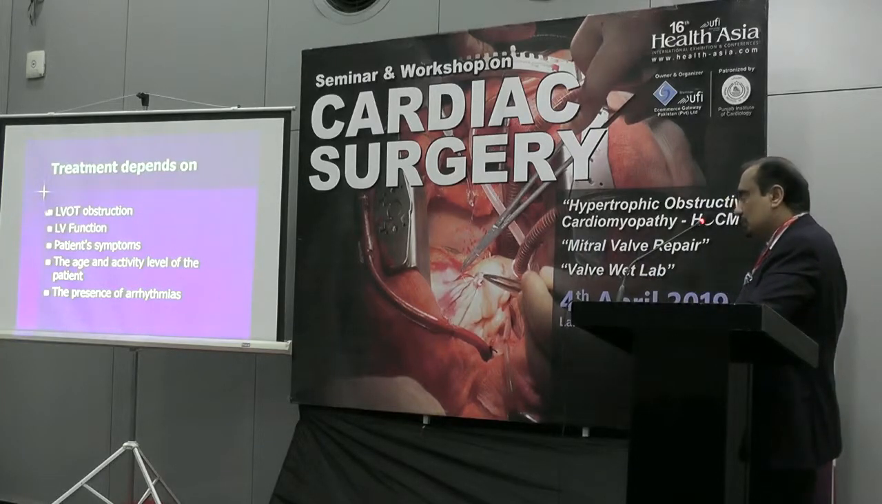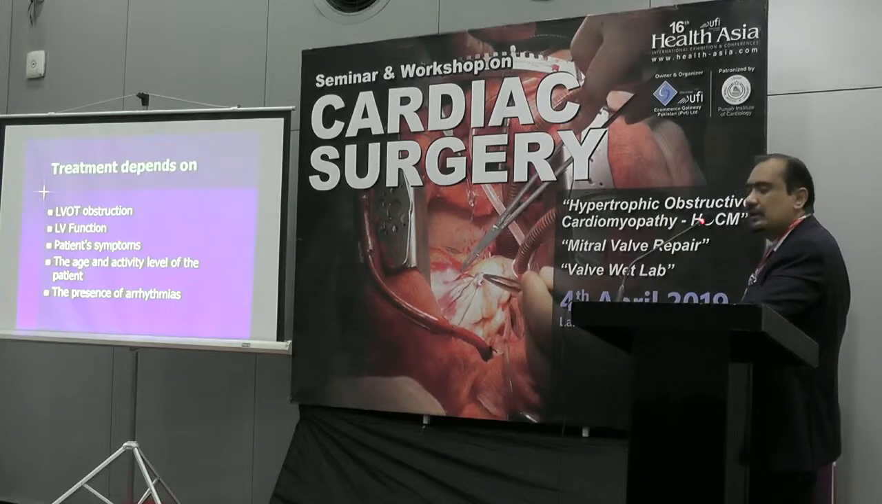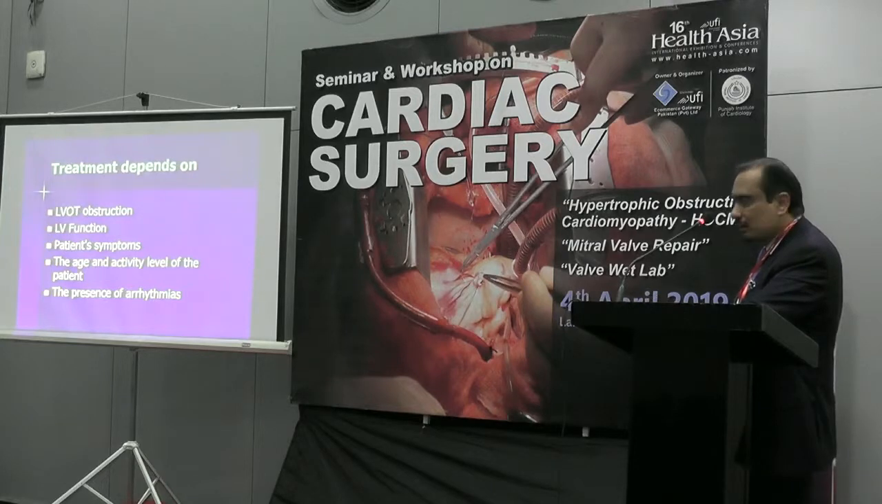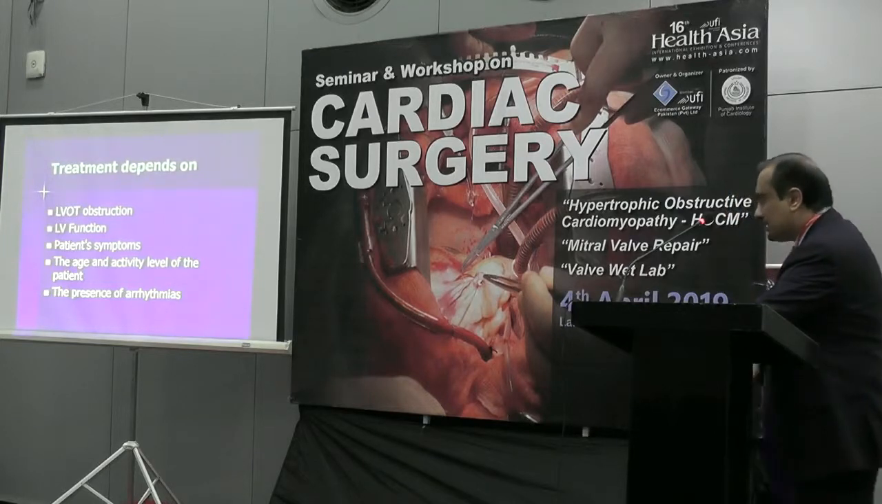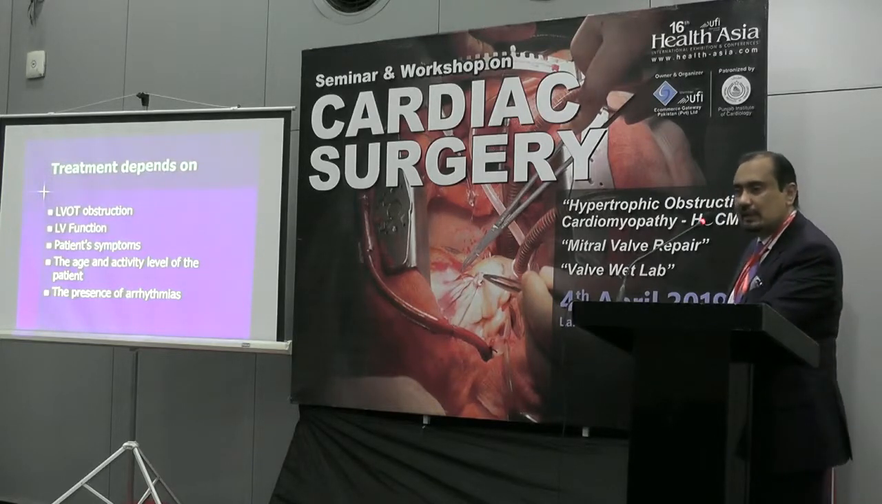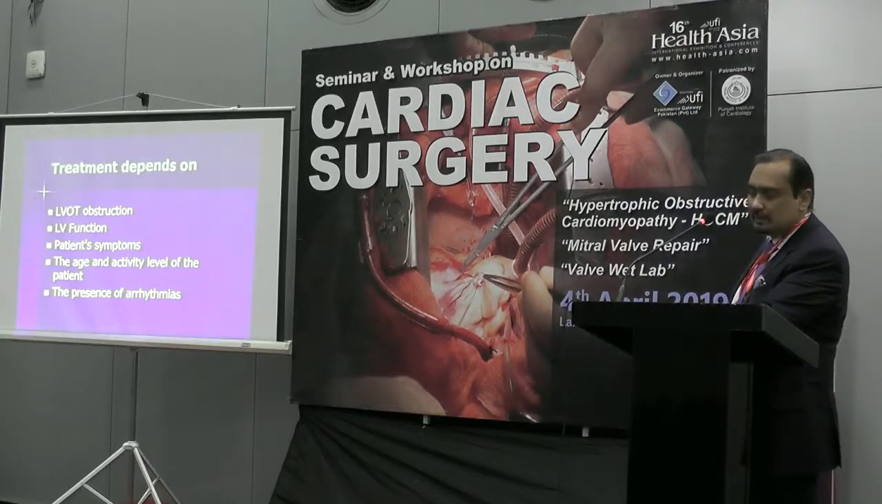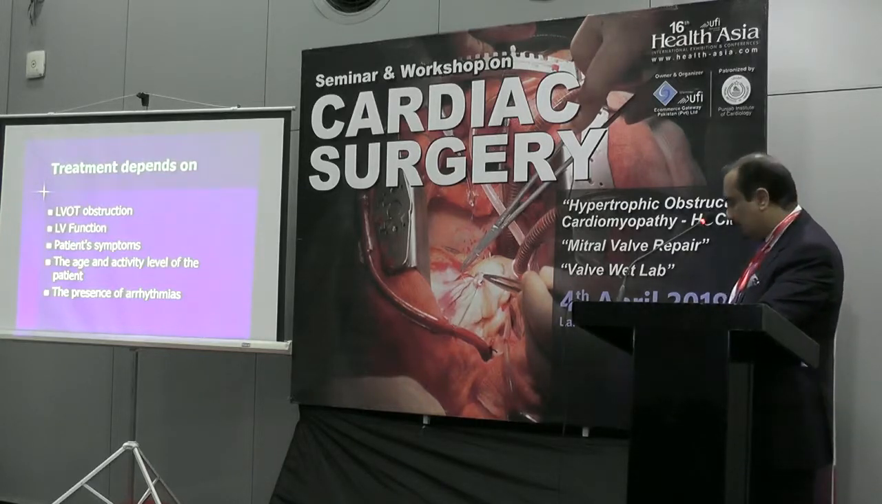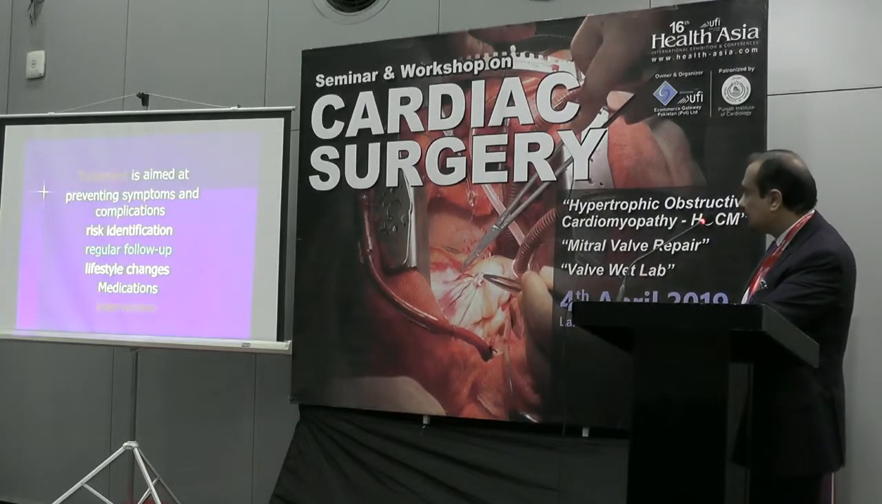So the treatment depends on how bad is the obstruction, how bad is the gradient, what is the LV function, how symptomatic the patient is, and of course the age and activity level of the patient. If somebody is very elderly, 85, his activity is hardly more than what he's supposed to do at home, going to the washroom and eating and looking after himself. So you have to see what are the requirements of the patient and the presence of arrhythmias or history of sudden death in your brothers or sisters or your family. That's a very important determinant of treatment.